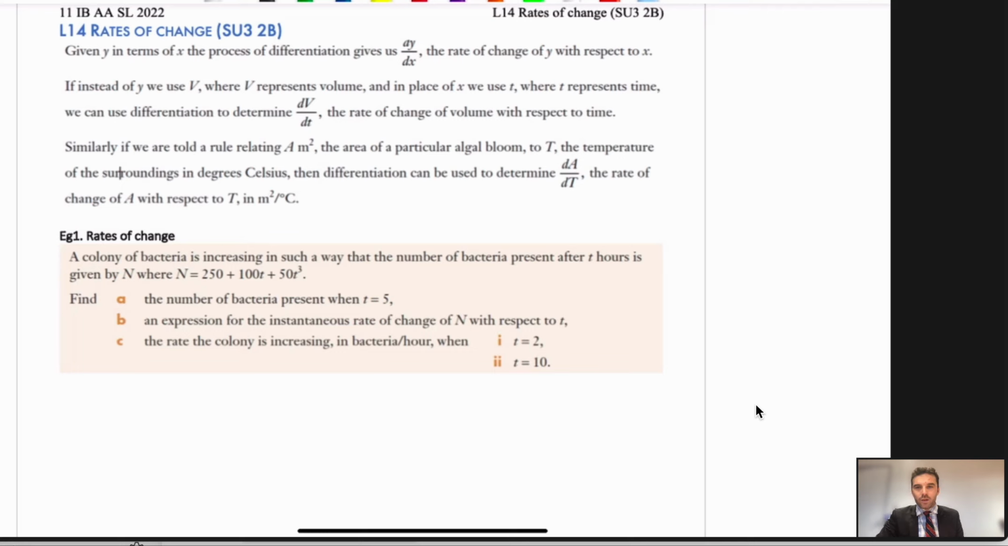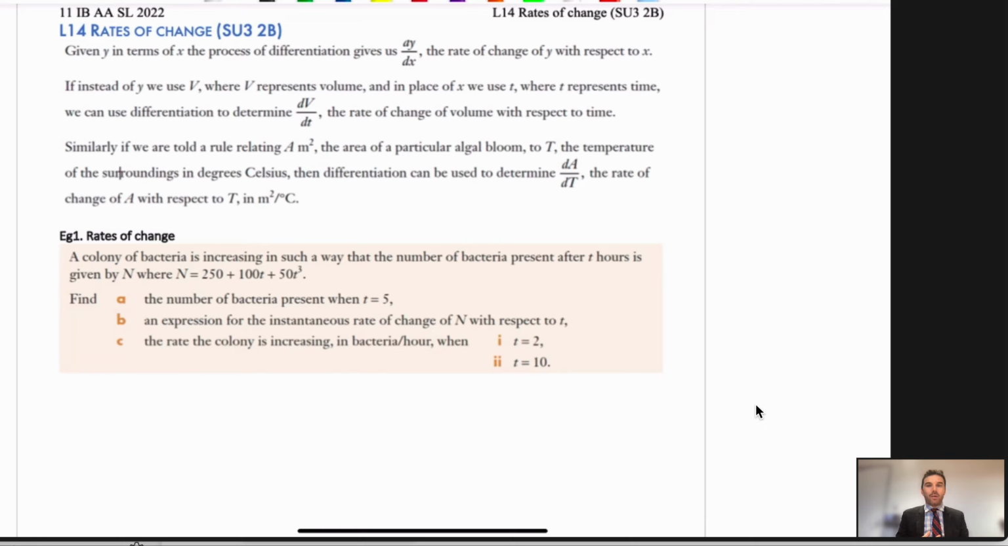The rates of change, this is from Sadler Unit 3, Exercise 2B, if you want to find some questions on it. So we've already done sort of rates of change. This is just one more example of it. So rates of change is looking at differentiating and finding how something may change over time.